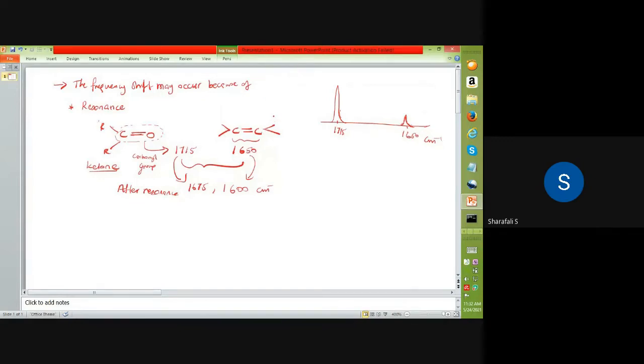Now, if you consider the resonance process, after resonance the frequency bands will shift their position in terms of centimeter inverse. So this is at 1750, this is at 1650. This 1750 will change to 1675, so somewhere around here we can say 1675, and somewhere here 1600.